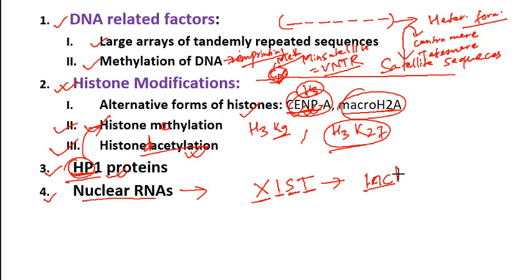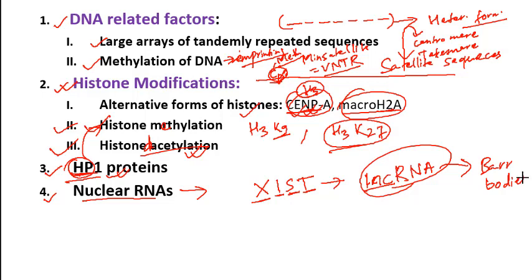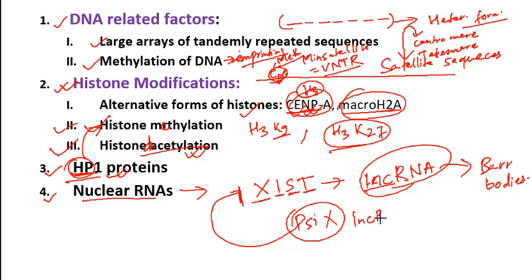And this long non-coding RNA is responsible for formation of the Barr body. The Barr body is a heterochromatic X chromosome. Now, the other long non-coding RNA is called TsixX. This opposes XIST. So this is also a long non-coding RNA. This long non-coding nuclear RNA is very important. It plays a very important role in heterochromatin formation.